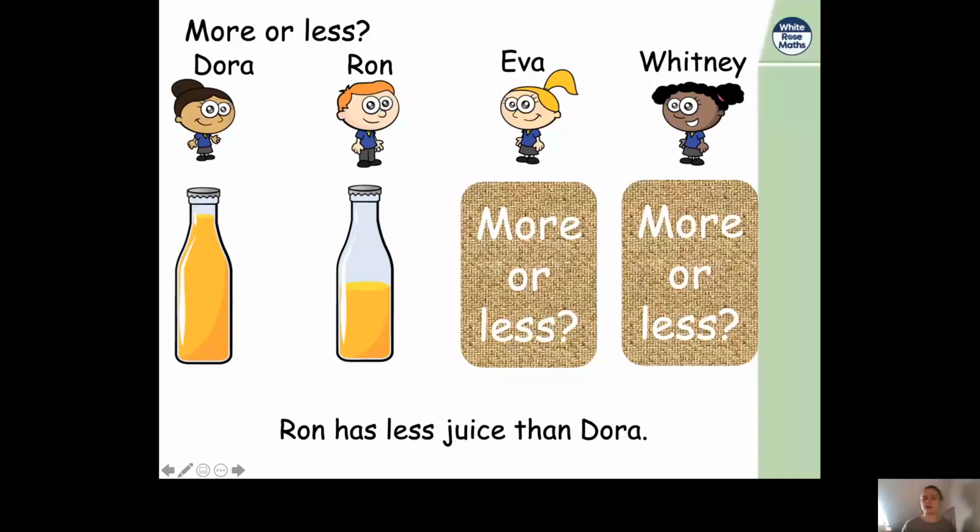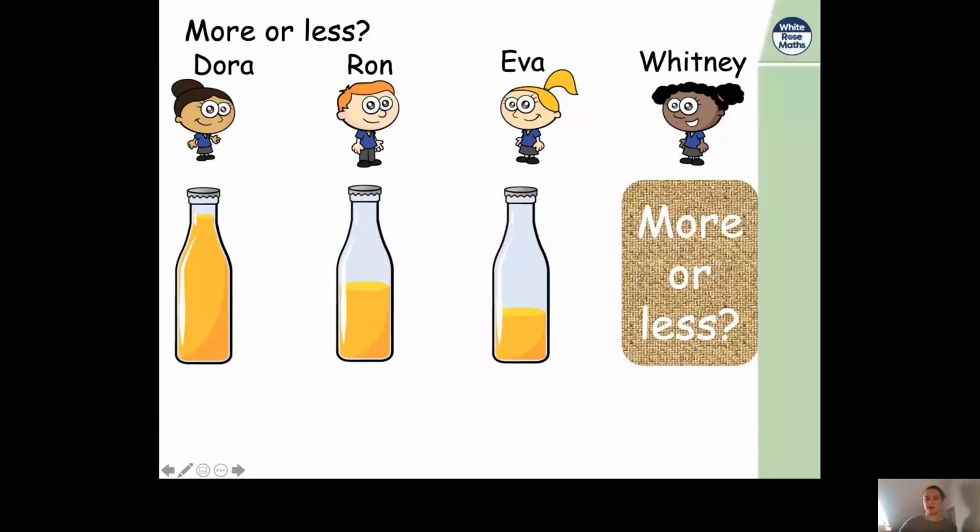Now, I'm now going to reveal Eva's bottle. And what we're going to do is compare it to Ron's bottle of juice. Okay, so here is Eva's bottle of juice. Could you pause the video and come up with a sentence to compare Eva's bottle of juice with Ron's bottle of juice? Pause the video now and have a go.